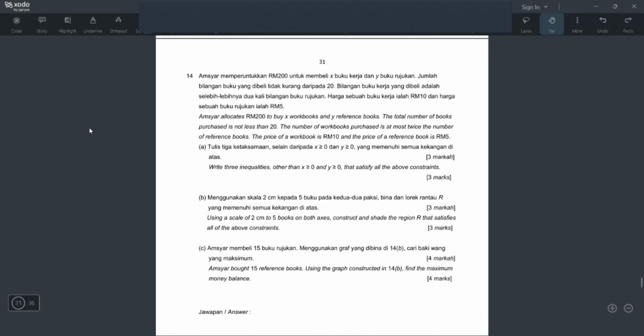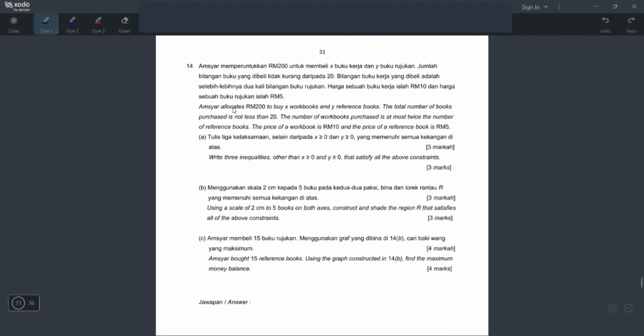Okay, let's read the question first. 14. Amsha allocates 200 to buy X workbooks and Y reference books. So I already know X and Y. Workbook is the X, reference book is the Y. And this one represents number, bilangan. The total number of books purchased is not less than 20. Not less than.